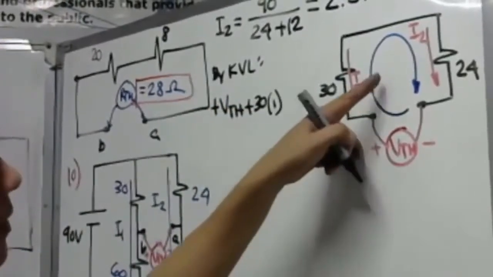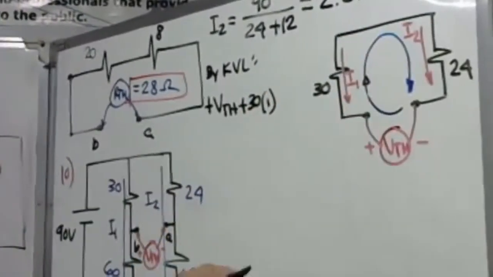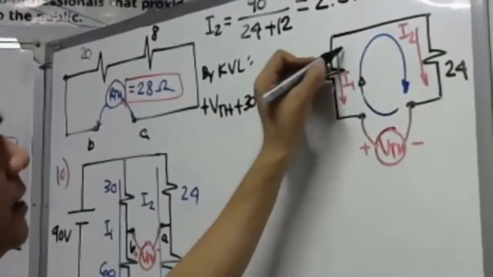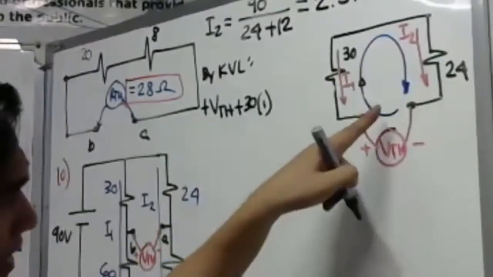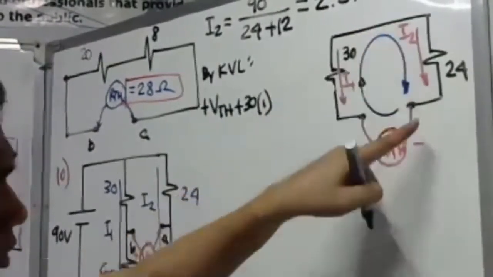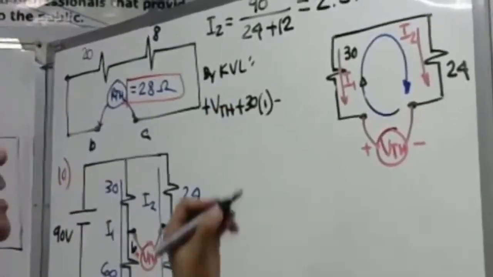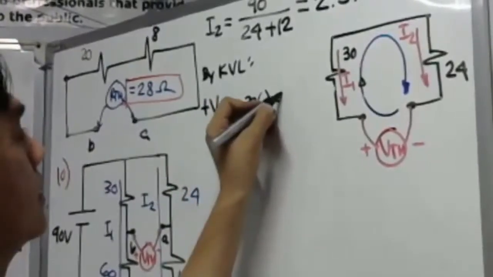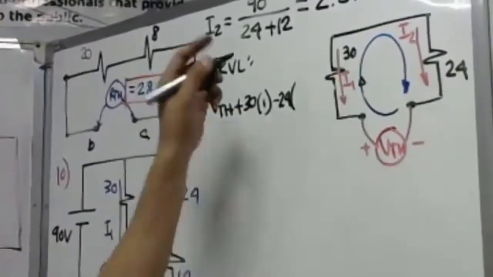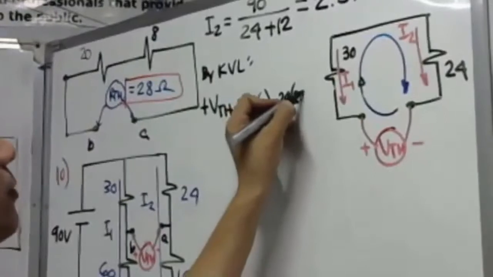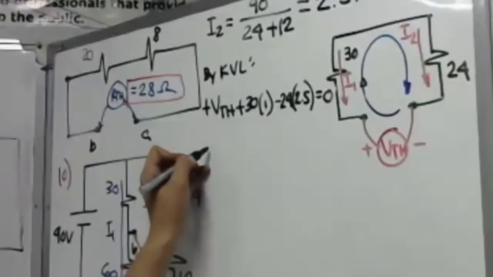What about here? Our current. Remember that our current I2 is going downward. Our circuit tracing is going downward. Downward, downward. One direction, one line. Okay. So that will be 24, then multiplied by what? I sub 2, which is 2.5. That will be equal to 0. So we are now ready to solve our VTH.